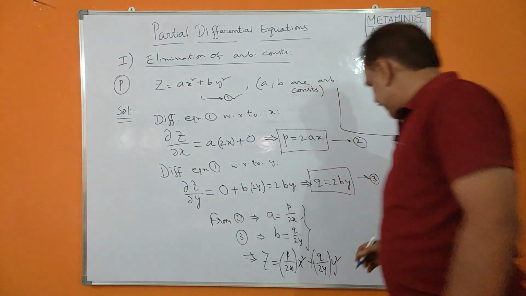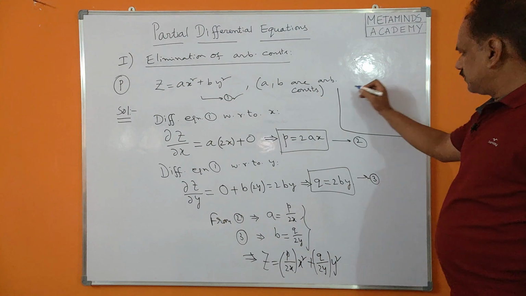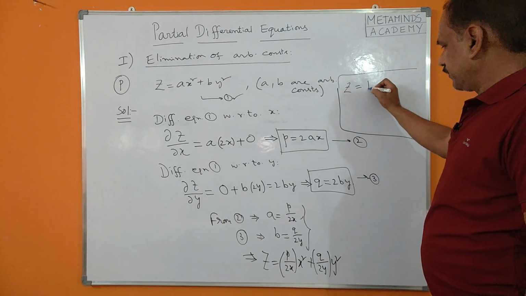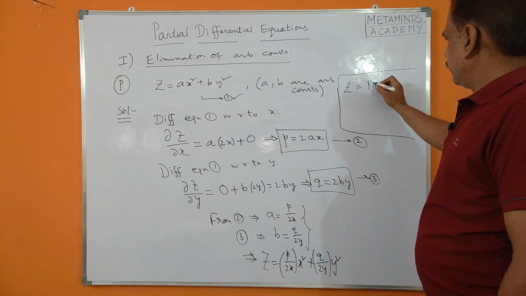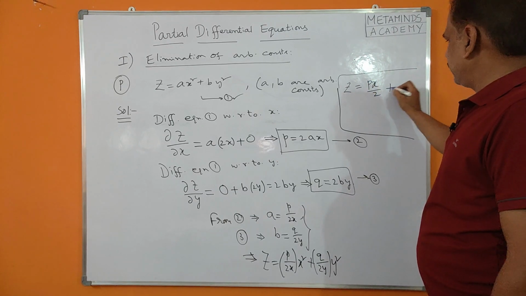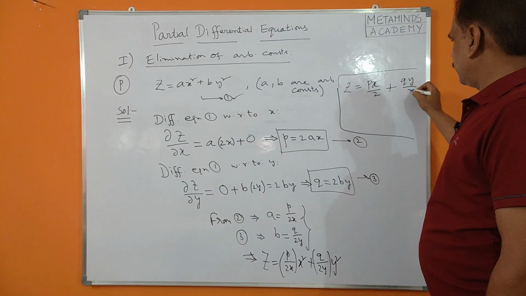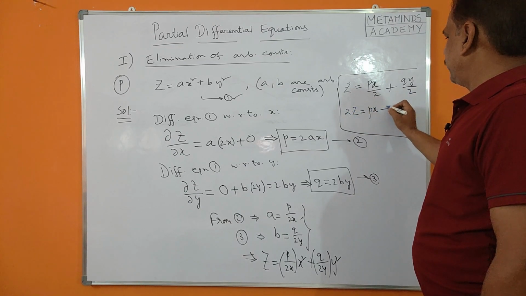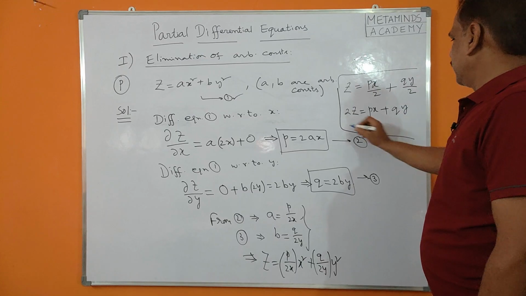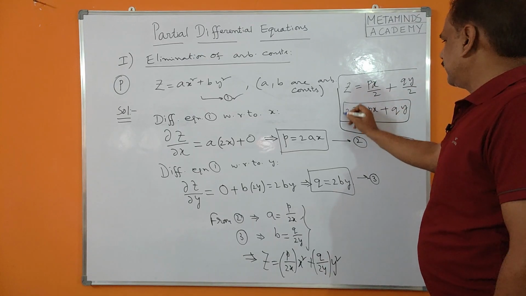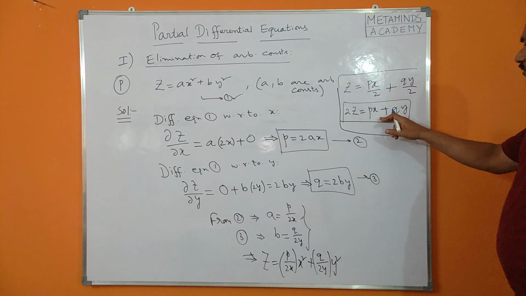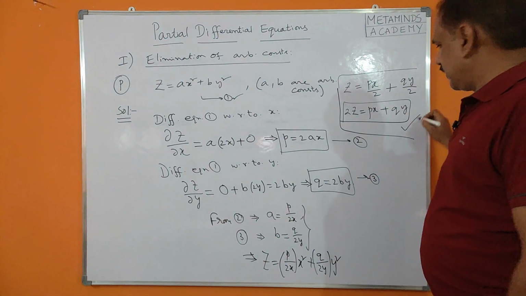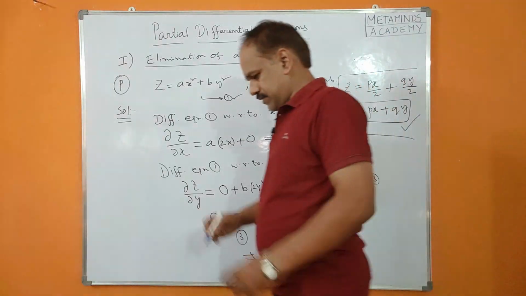So how to simplify this? It is z equal to px by 2 plus qy by 2. 2z equal to px plus qy is the required answer. See, there are no a and b here, right? So therefore this is the required answer. Okay.